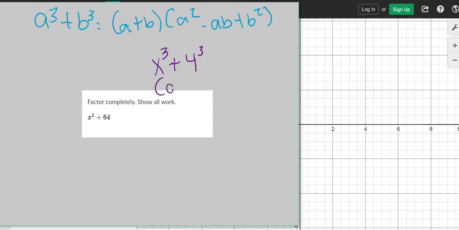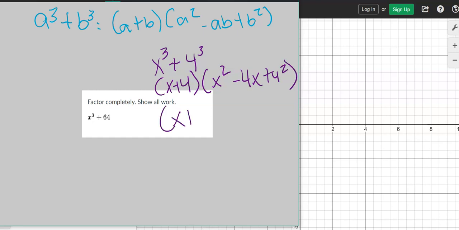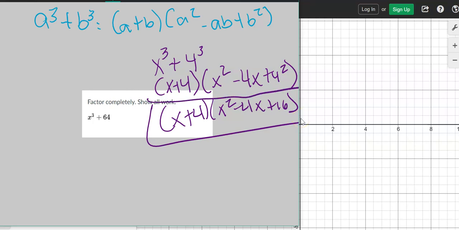This is going to be x plus 4. And then x squared minus, you always write numbers in front of the letters, so it's going to be 4x plus 4 squared. Then I just want to go ahead and square out that 4, which gives me 16. This is my final answer here.